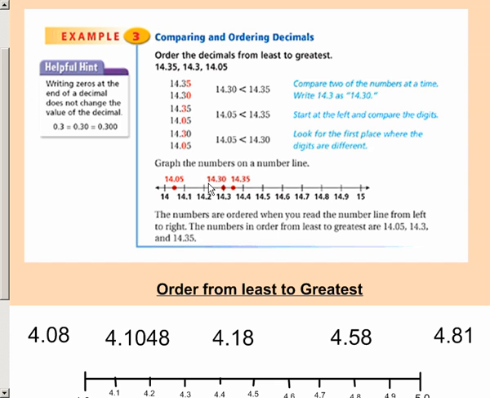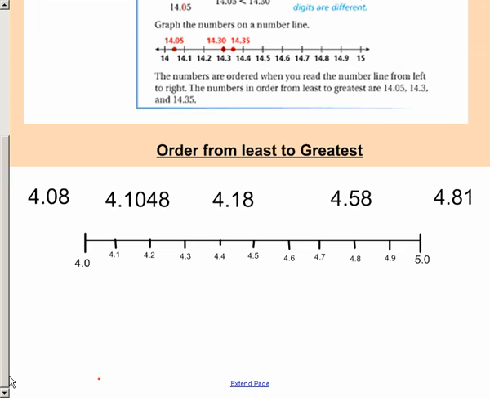14.35, we have 14 and 3 tenths, but we also add 5 little hundredths to that, but it's not quite 14.4, so it's halfway in between. Now I can use my number line and easily see that this number is the smallest, then 14 and 3 tenths, then 14 and 35 hundredths, and I can write those numbers in order.